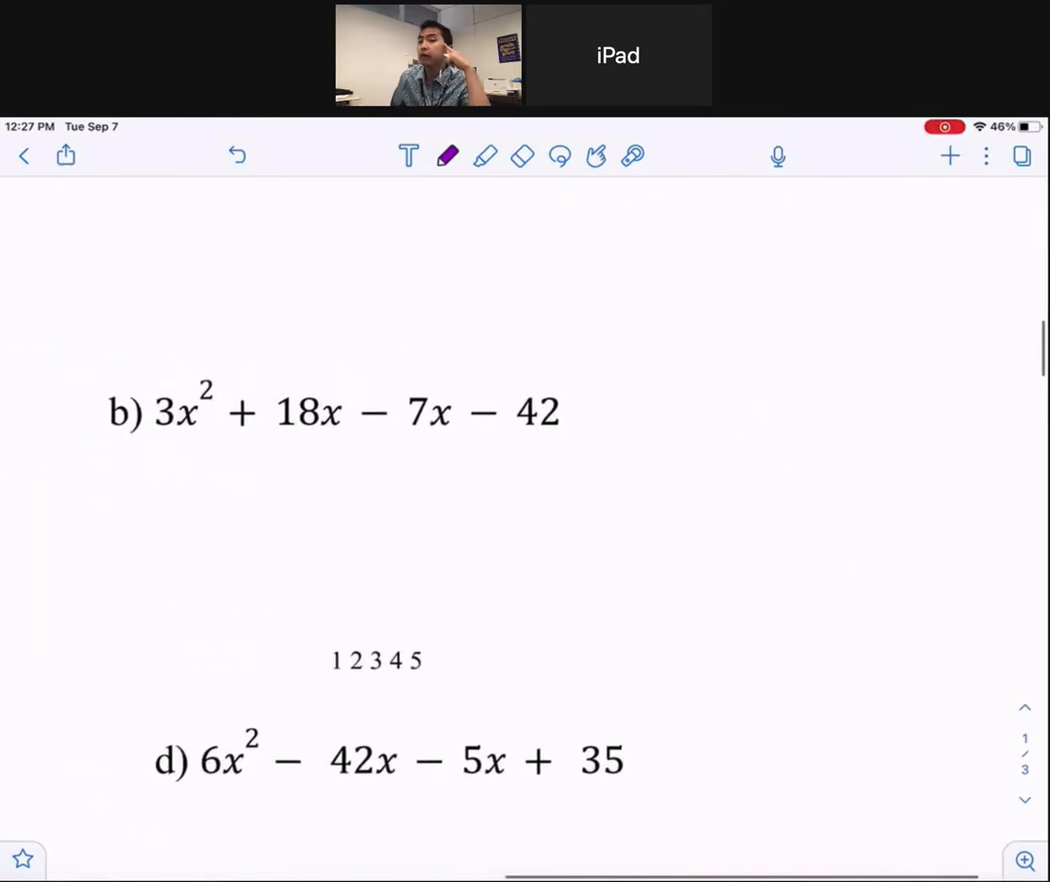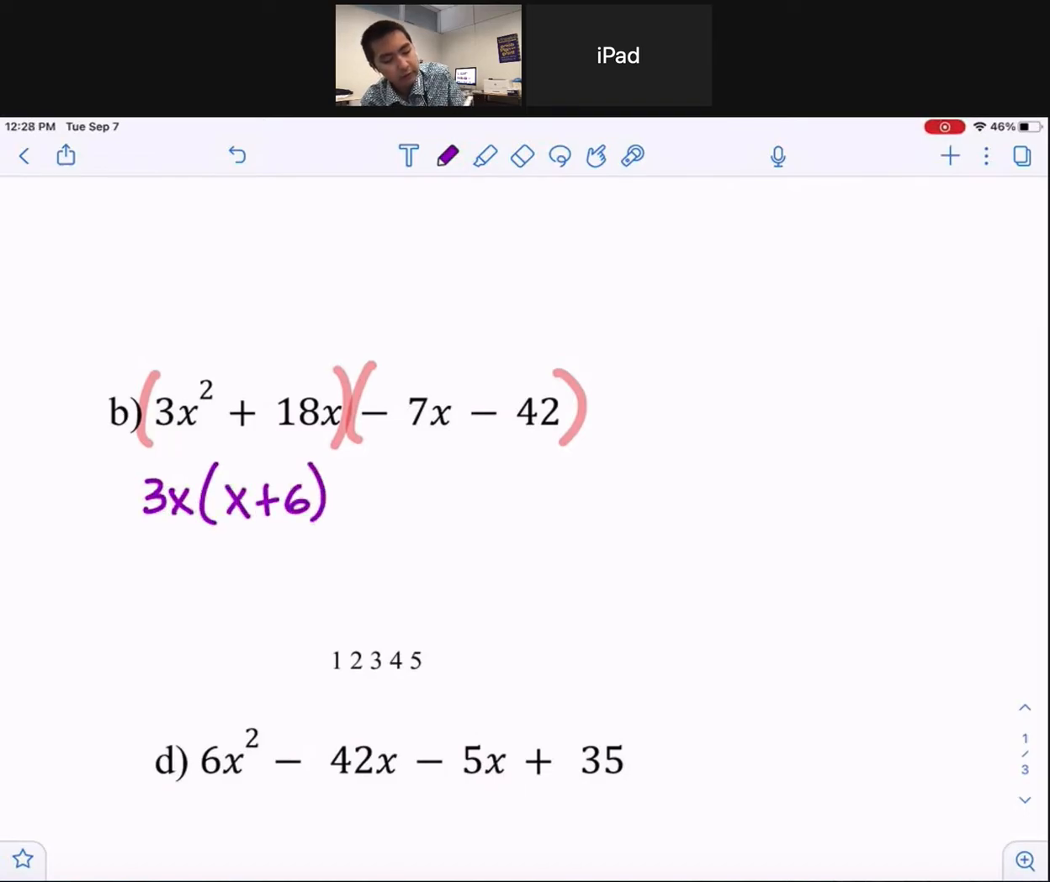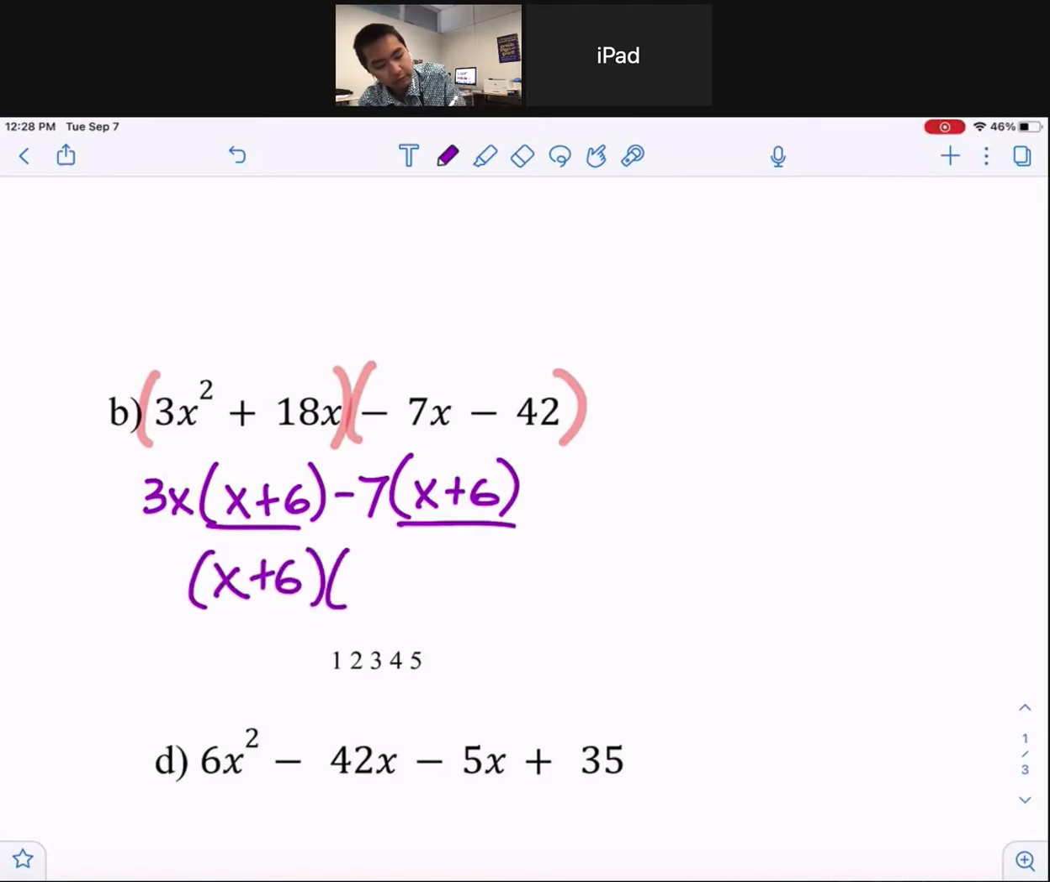B, can you factor out something from 3, 18, 7, and 42? No. Do they all have an x term? No. So we cannot factor out something right off the bat. So we're going to factor by grouping. From the first grouping, we can factor out a 3 and an x to get x plus 6. From the second grouping, we can factor out a negative 7 to get x plus 6. They both have the same x plus 6, so factor those out, x plus 6, and then the leftovers, 3x minus 7.